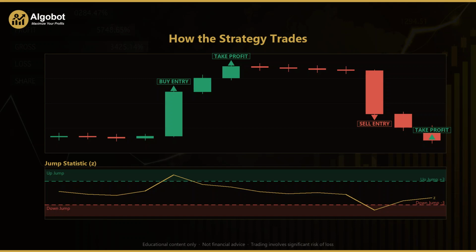Of course, not every jump continues. Sometimes price reverses and the stop is reached instead. That's why the risk controls matter, and why this is a study in probabilities, not certainties.